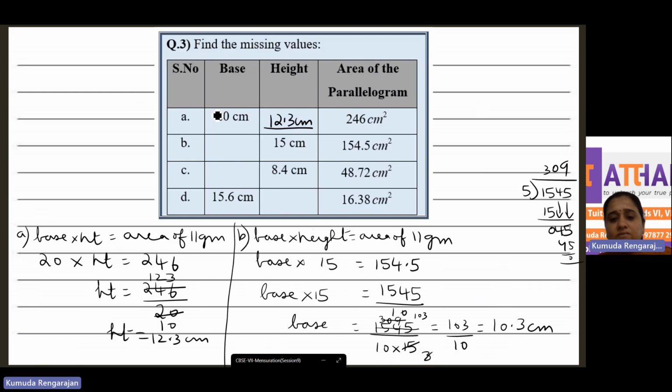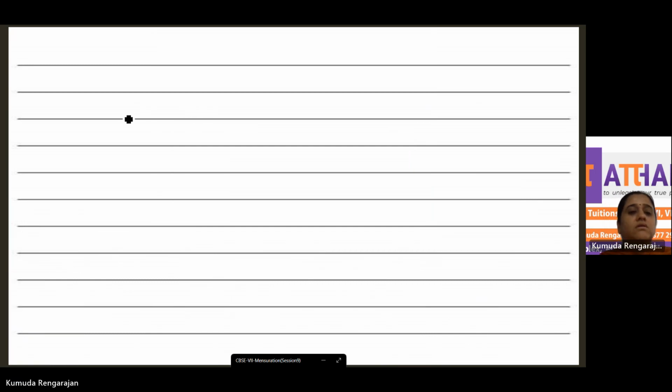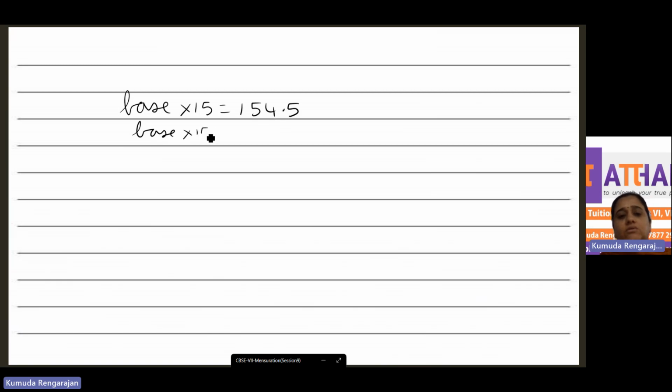Now, one minute. You're all busy writing. See here. What do we have? Look at the board. Base into 15 is equal to 154.5. Okay, sorry, base into 15. This is what you have. What should you do next? Shift the decimal point: base is equal to 1545 divided by 10. Then bring the 15 for division.